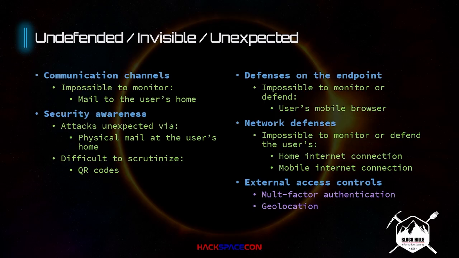So where else might I be able to operate? How about the person's home internet connection? Or maybe their mobile device internet connection from their mobile provider? Either one of those, again, pretty much impossible for the organization to defend or to monitor. And then finally, getting to that last layer of security, the external access controls. Again, I feel pretty good about those, so I'm not worried about them right now.